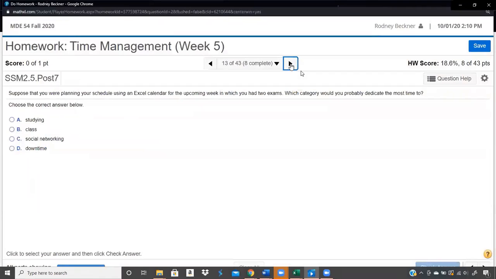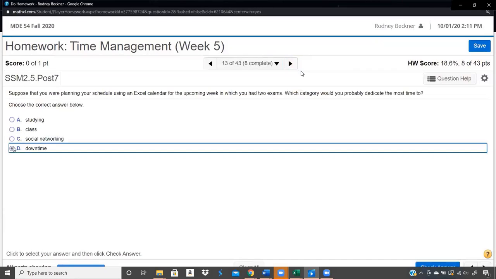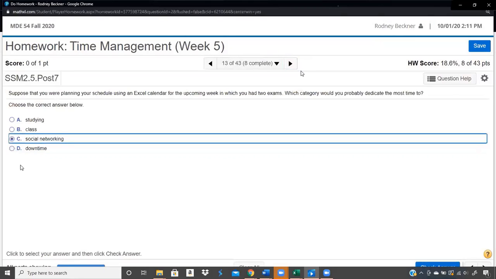Suppose that you were planning your schedule using an Excel calendar for the upcoming week in which you had 2 exams. So in the upcoming week, you have 2 exams. That's a big deal. Which category would you probably dedicate the most time to? Studying, class, social networking, or downtime? I'm saying it's not downtime if you've got 2 tests coming up. I'm saying it's not social networking if you've got 2 tests coming up.